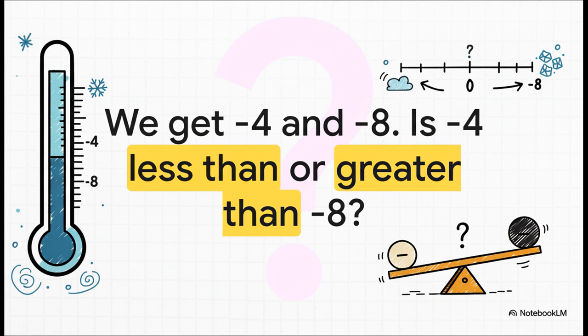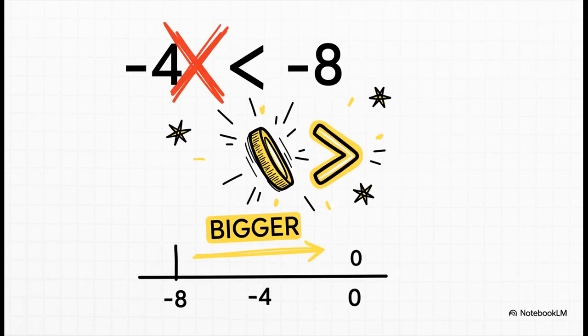We have -4 and -8. Which symbol goes in the middle? Is -4 less than -8, or is it greater than -8? Just think about a thermometer. What's warmer, -4 degrees or -8 degrees? Yeah, -4 is warmer, right? It's closer to 0. So that means -4 is the bigger number. So we have to say -4 is greater than -8.